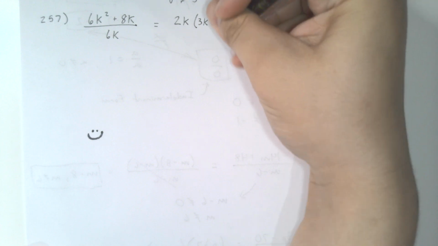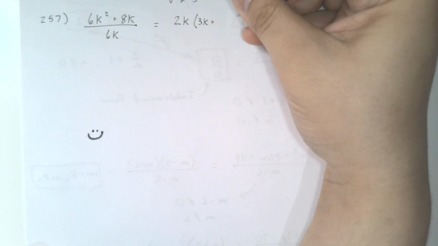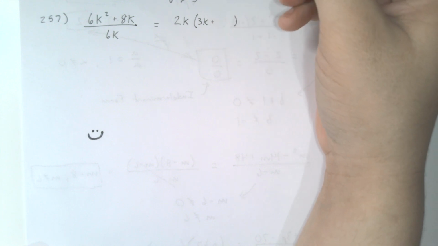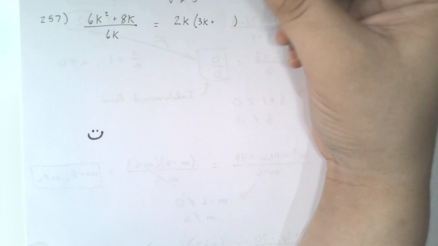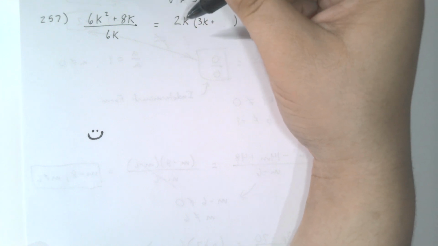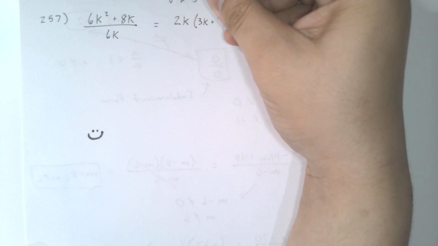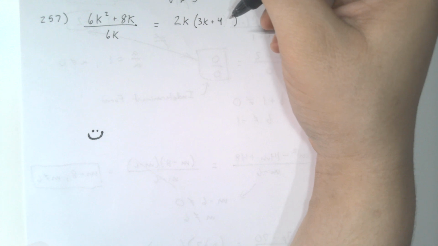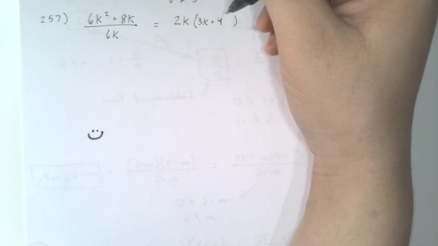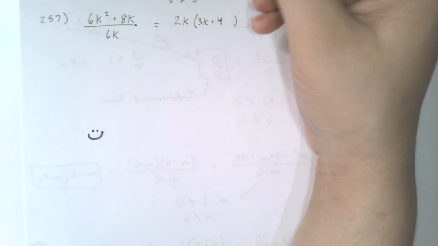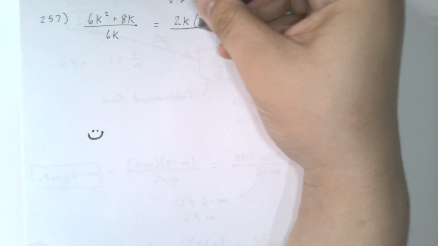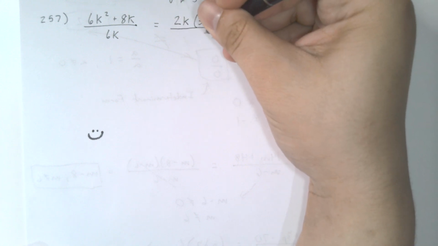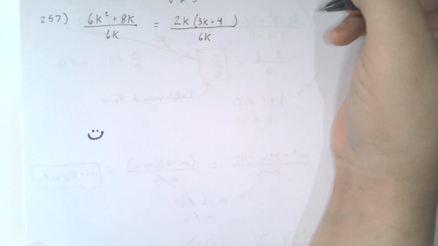And I'm going to make this a little bit more spaced out. And now we just need to ask ourselves, well, 2k times what gives us 8k? Well, 2 times 4 gives us 8. And k times 1 gives us k, so we don't even need to write anything else. So we just have 3k plus 4. And now all of that is divided by 6k.